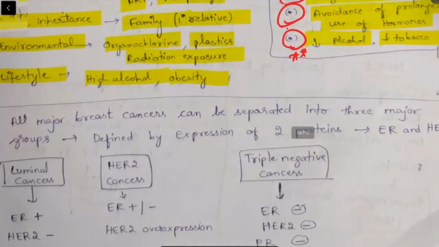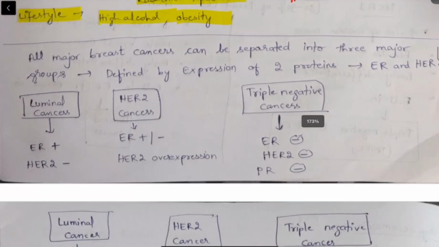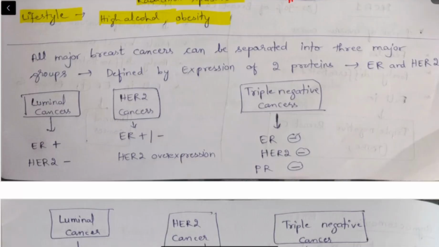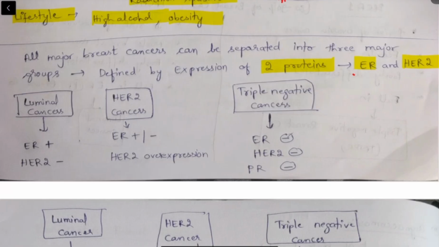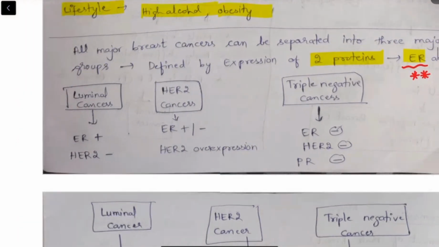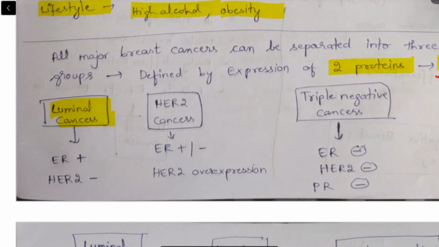Okay, so all the breast cancers can be separated into three major groups, which can be defined by expression of two proteins, that is ER, estrogen receptor, and HER2. Based on the expression of these two receptors, we can classify breast cancers into three main types. First is luminal cancer. If ER is positive and HER2 is negative, then those kinds of cancers are called luminal cancers.